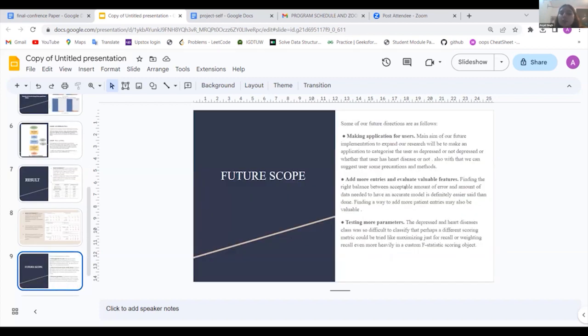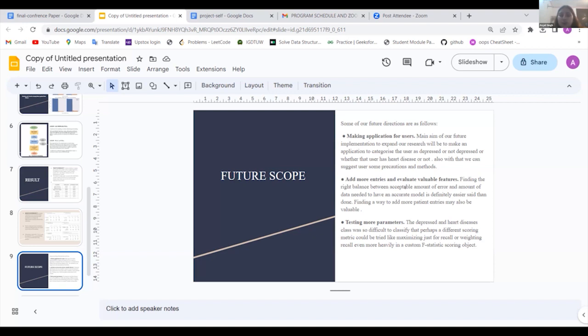So there is some future scope for this project, as first, making an application for users. The main aim of this future implementation would be to expand the research to make an application to categorize the users as depressed or not depressed, or whether that user has heart disease or not. Also with that, we can suggest users some precautions and methods.